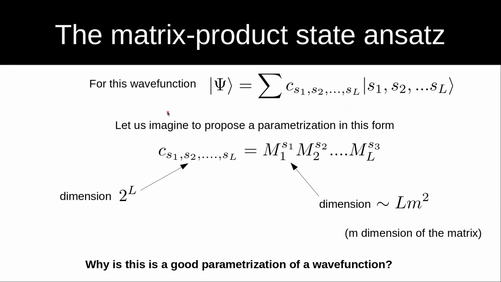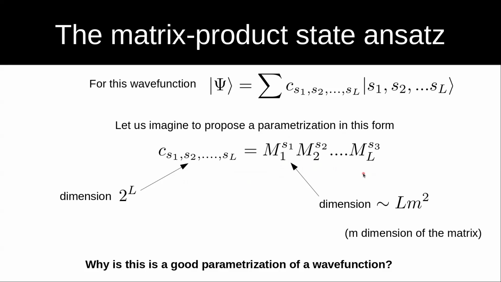The matrix product state ansatz assumes that this set of coefficients of the many-body wave function can be generated by proposing this type of parameterization of the many-body wave function. So we have a set of matrices that we call M1, M2, ..., ML, and we have a different matrix for each component of the spin in each different site. And we just assume that we can write all the coefficients of the many-body wave function by using this product of matrices. And hence, this is the reason why this ansatz is called matrix product state.